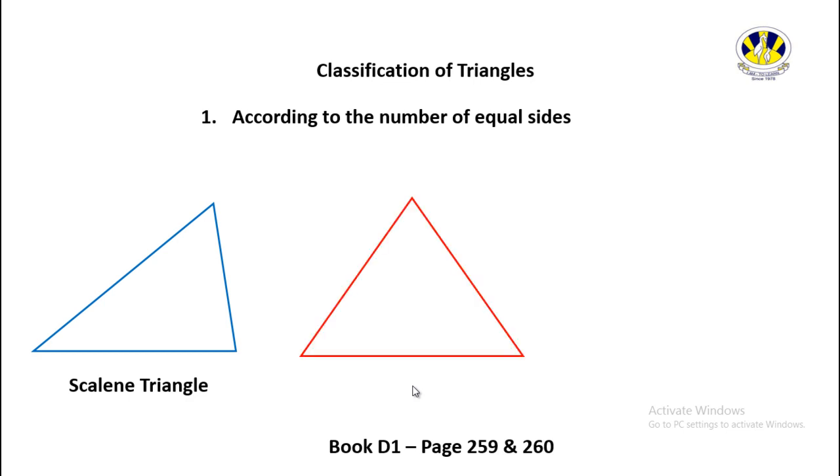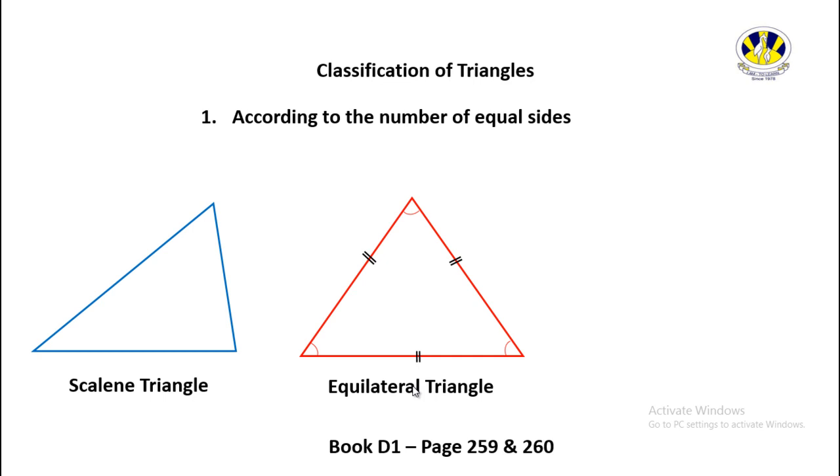Now let's consider the red triangle in the middle, where all the sides are equal. We can use either one line or 2 lines to mention that these sides are equal. This is called an equilateral triangle. Equilateral means equal sides. You can also remember that all the angles in an equilateral triangle are equal in size and each of them is 60 degrees.